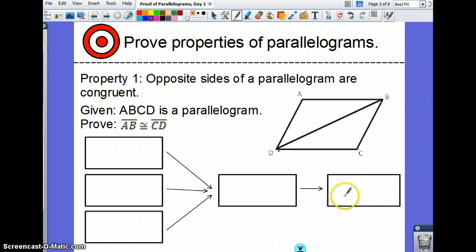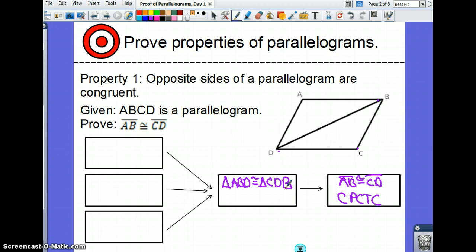Okay, so I'll go ahead and go backwards here. So we know that AB is congruent to CD. Backing up one step, that means that I need some triangles that are congruent. So in this case, triangle ABD is going to be congruent to triangle CDB. But I have to come up with what congruence theorem that's going to be.